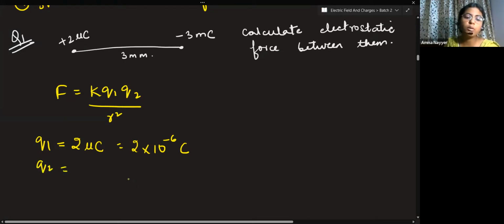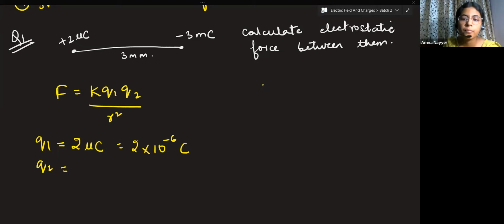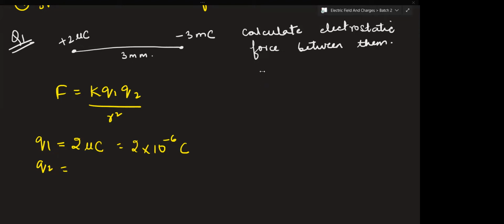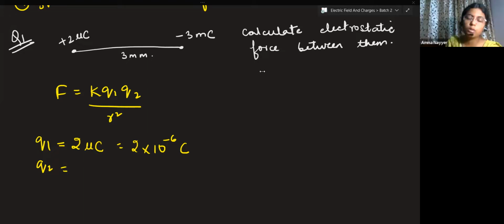Again Q2, Hamza, you tell me, what will be Q2? Minus 3 into 10 to the power minus 6 coulomb. No, see, minus you won't take, because when you are applying Coulomb's law for the magnitude of force, you do not have to take the sign. Whether it is minus 3 or plus 3, plus 2 or minus 2, even if it's given as minus 3, you just have to take 3 only.